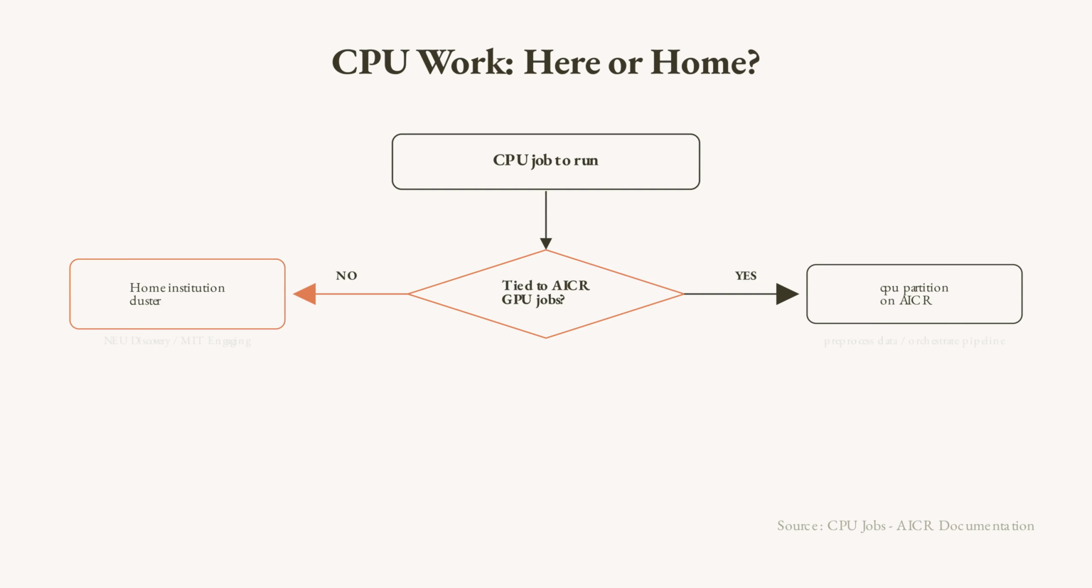The docs are explicit about what the CPU partition is not for. Heavy CPU workloads should go back to your home institution's cluster. If your analysis takes 40 CPU hours and has nothing to do with training jobs on AICR, submit it to your institution's general-purpose compute cluster: MIT Engaging, NEU Discovery, UMass Unity, or equivalent. AICR CPU partition is 5 nodes. That is intentionally small. It is there so your workflow pipeline has a place to orchestrate GPU jobs, not so you can run large CPU-only workloads on the side.